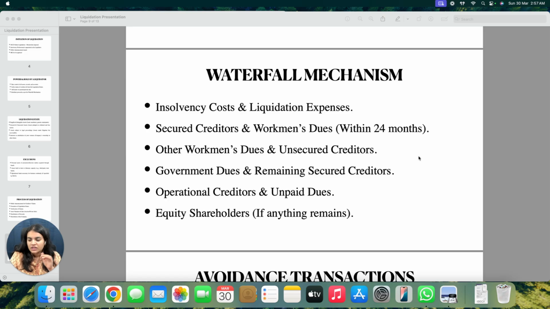So even under the liquidation process, the liquidator may sell such assets only to those people who are eligible to be resolution applicants. They need to meet all the criteria stipulated under Section 29A.